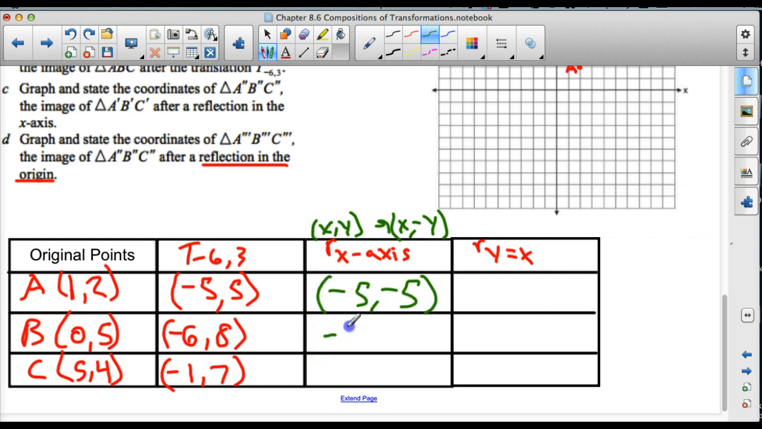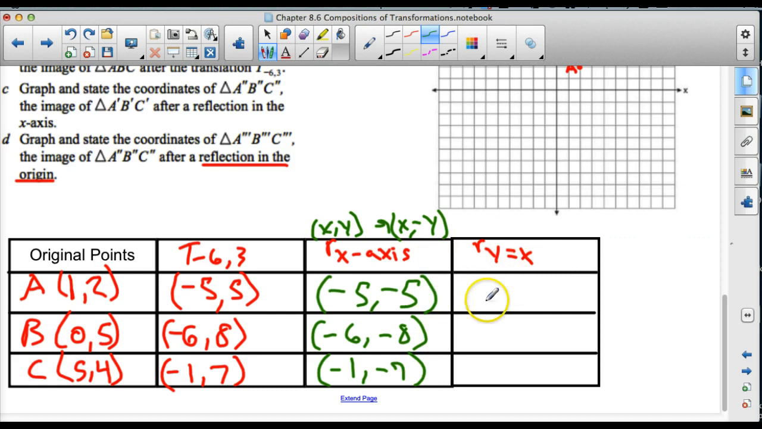Here the x stays the same, so we have negative 6, and the y changes. So now we have negative 8. And then here the x stays the same, so we have negative 1, and the y changes. So we have negative 7. Simple, right? And then finally the easiest one.